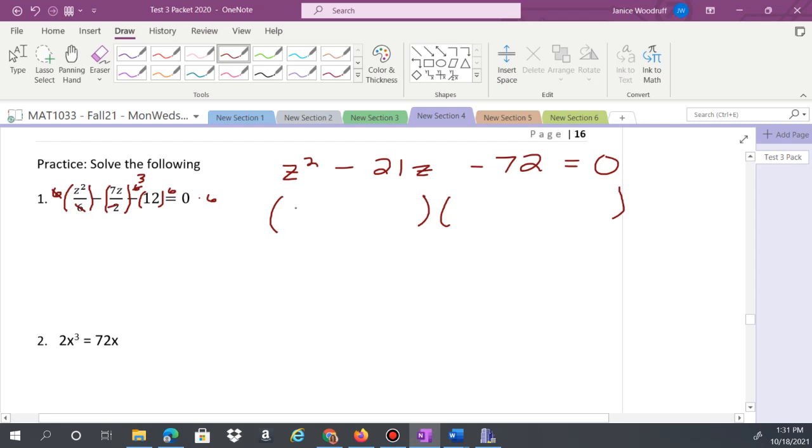Am I going to do 3 minus 24 or 24 minus 3? It's a negative 21, so positive 3 minus 24. 3 minus 24 will give me negative 21. 3 times negative 24 gives me that negative 72 there. And then I'm going to take each factor and set it equal to 0.